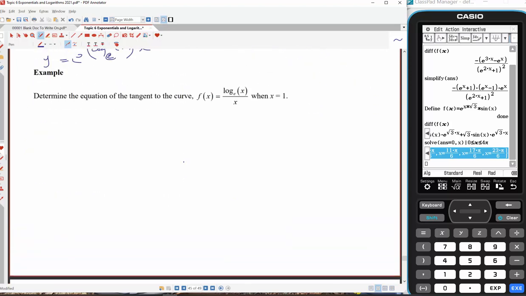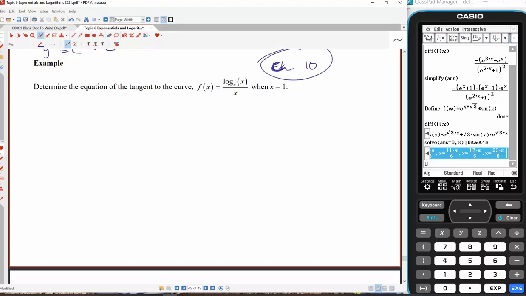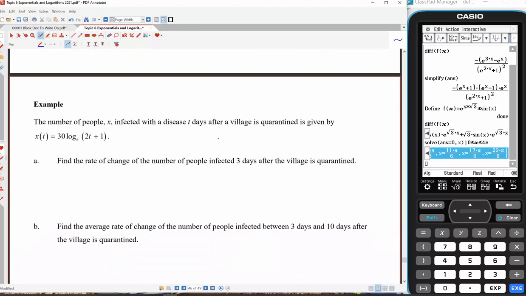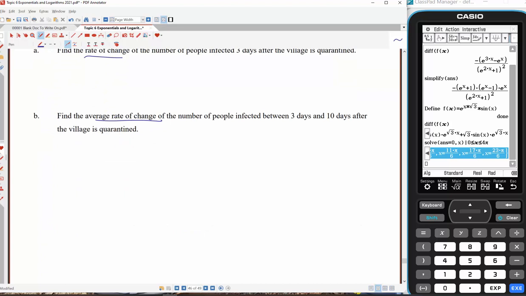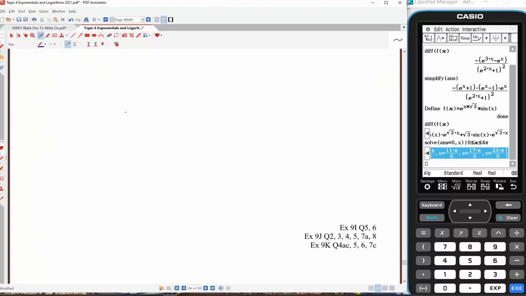Okay, determine the equation of the tangent to the curve. Do you know what? I'm going to leave this question because this is a chapter 10 style question, applications of differentiation. And same as this one here, the number of people, rate of change, and average rate of change. This is also a chapter 10 style question. So I'm going to leave that for next week. We'll cover that next week.